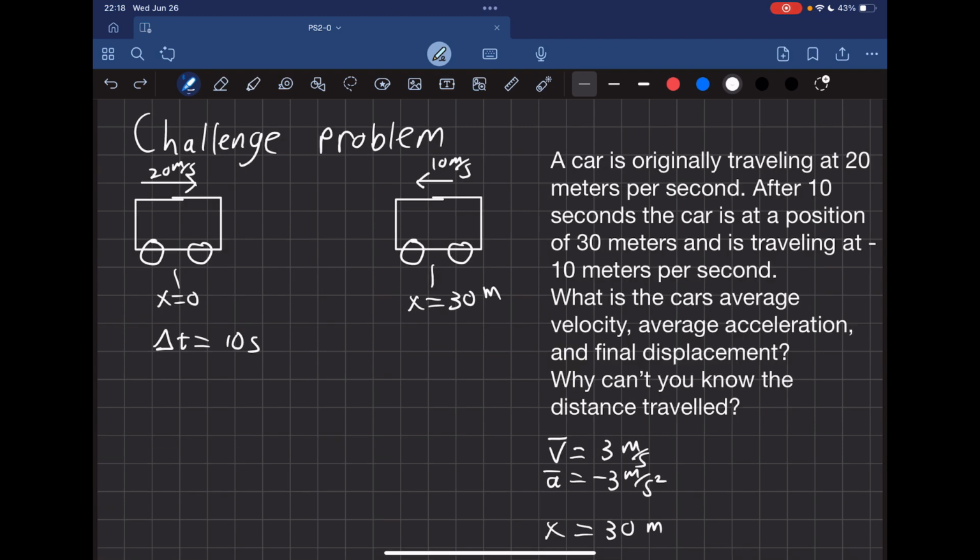Lastly, I'll leave you with a challenge problem. In this challenge problem, we're going to have one car that is moving to the right at 20 meters per second, and then at a later time, specifically after 10 seconds, the car is moving to the left at 10 meters a second. And it's at a positive 30 meters away from where it started, which we're going to call the 0 point. Now, this doesn't initially make sense, because how is it to the right but going in the negative direction? Well, that's because it must have gone past and circled back.